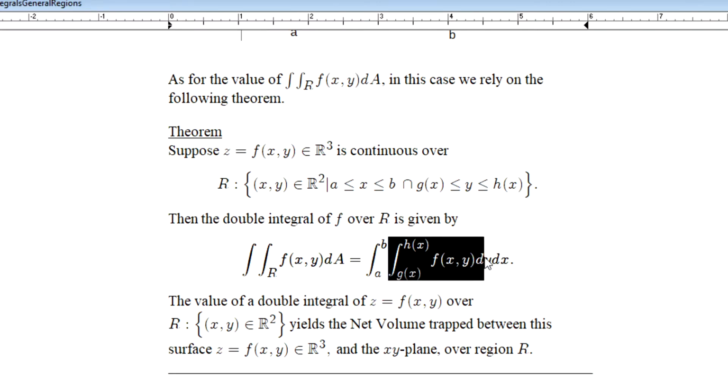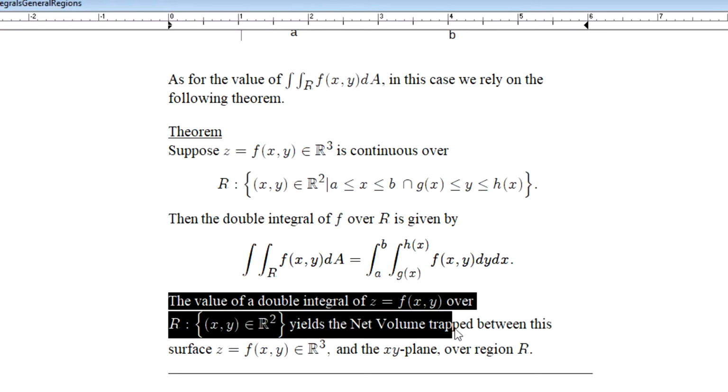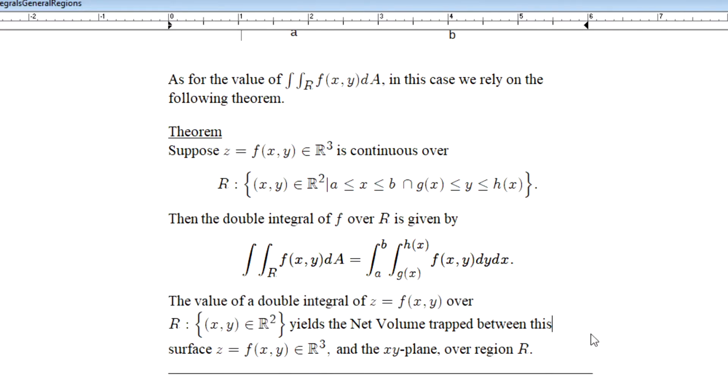When we evaluate our inner integral with respect to y at these functions of x, the result is going to be a function in terms of x in most cases. So we come back in the second iteration of integration and perform that integration with respect to variable x. Again, this double integral of our function over this region R, where region R can be defined as any set of coordinates, will always yield the net volume trapped between that surface and the xy plane over region R.